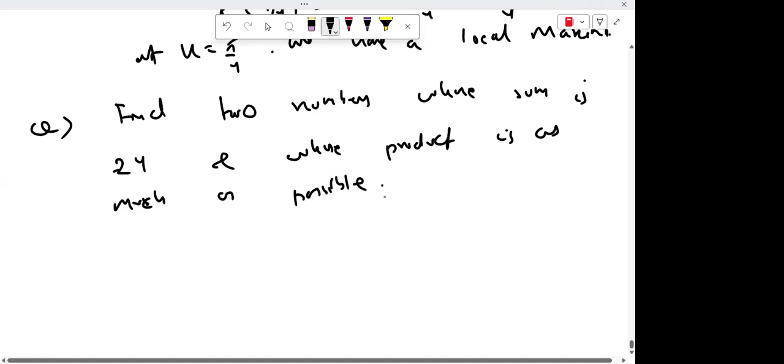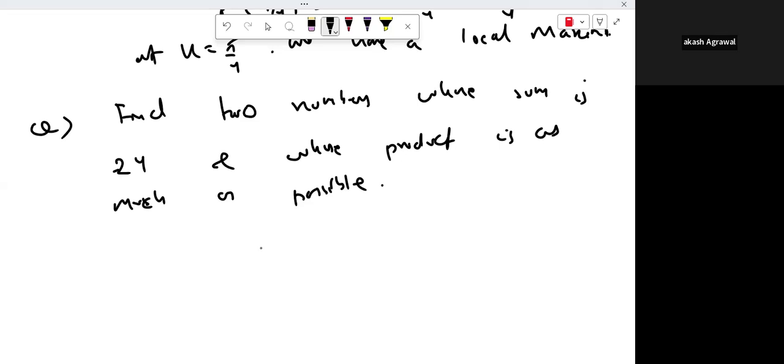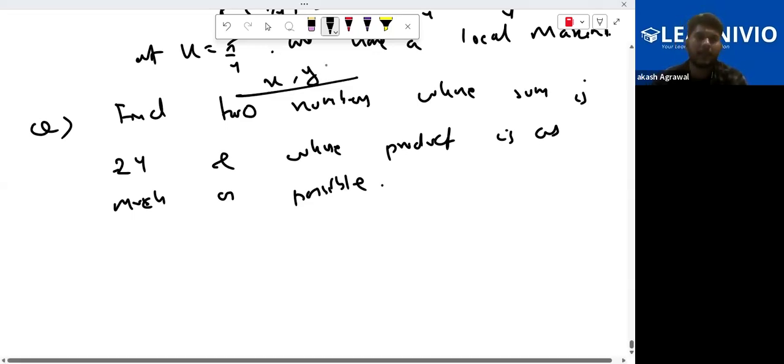Okay, that means maximum. These are called word problems and finding maxima and minima. And remember, very important is to find what they are asking you to maximize. Okay, so find two numbers, we can say x and y. If you just translate this question in mathematics, you'll get the answer automatically.